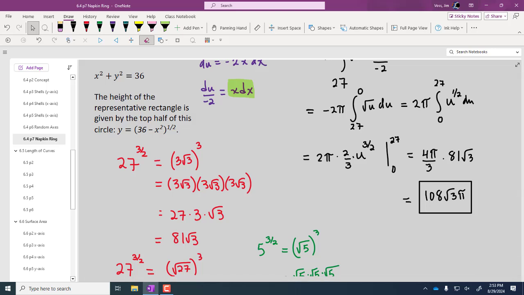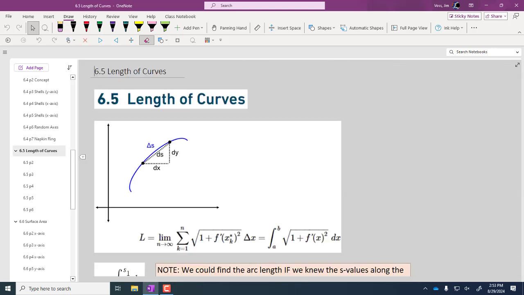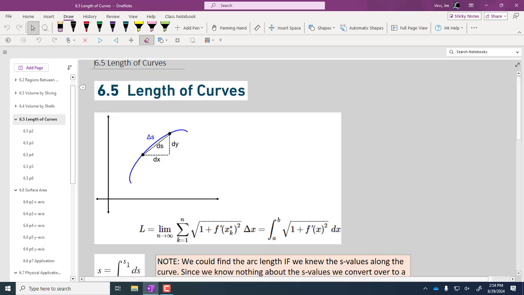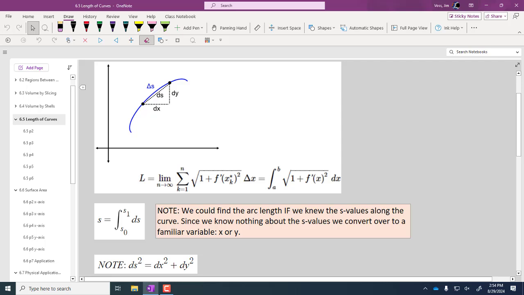All right, so let's go to 6.5. And in 6.5, we are going to be dealing with the length of curves. So finding arc length, all right?